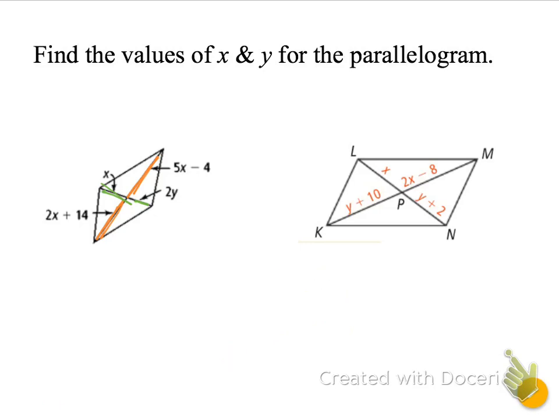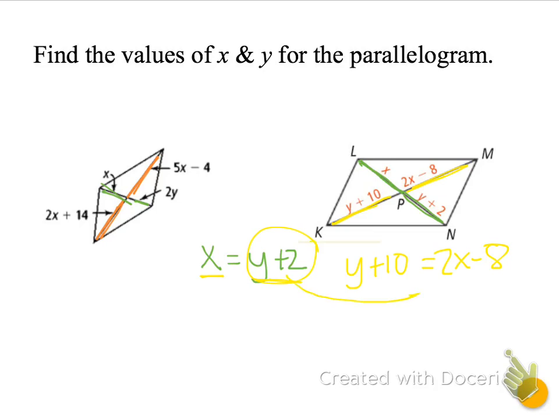Okay, so I'm going to pick the one with the variables that are the same, but it looks like we have x's and y's in both of them. So let's look at this. This one, if I set them equal to each other, I'd get x equals y plus 2. My other set here, I would get y plus 10 equals 2x minus 8. So what we're going to do is substitution. So since x represents the same thing as y plus 2, we're going to plop that in for x.